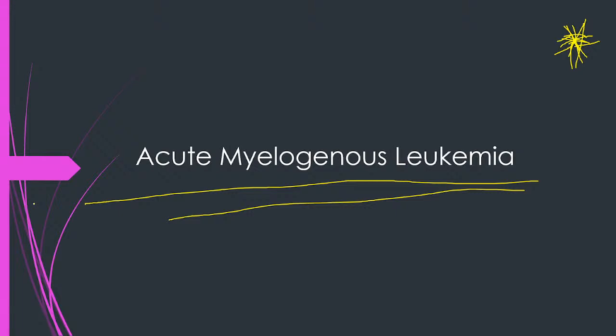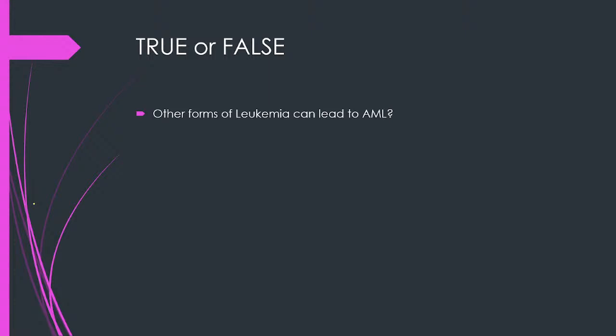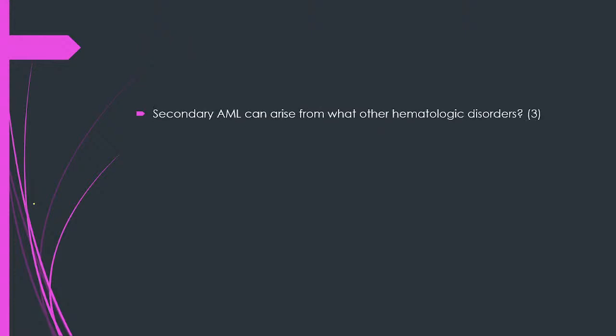I want you to memorize all eight FAB classifications of myelogenous leukemia. All right. So what are the other leukemia forms? True or false: other forms of leukemia may lead to AML. That is true. AML can arise from CML, as I mentioned earlier, as a secondary condition. Okay, I mentioned that one already earlier.